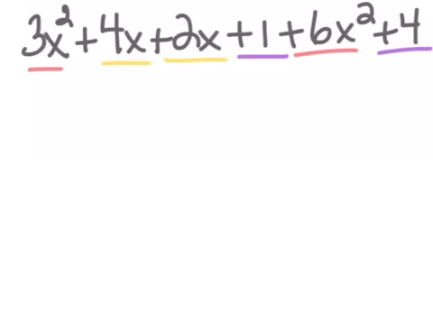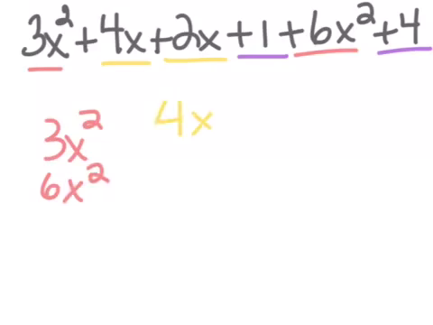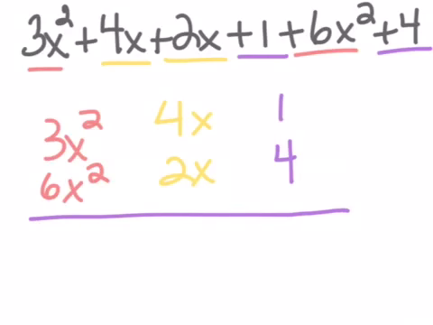Okay, so the ones that are alike are in the same color. The 3x squared and the 6x squared, they are like terms. The 4x and the 2x, and the 1 and the 4. And again, everything has addition signs with it and no numbers were negative, so we're just going to add them.